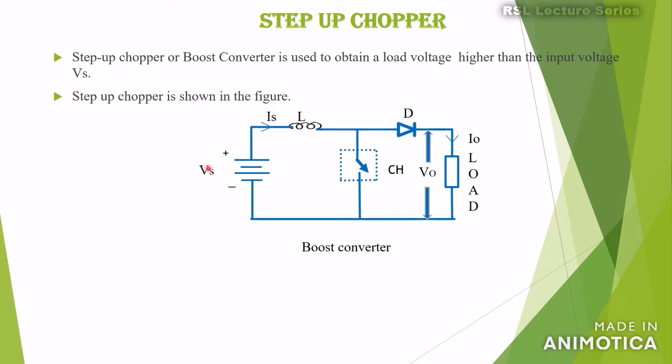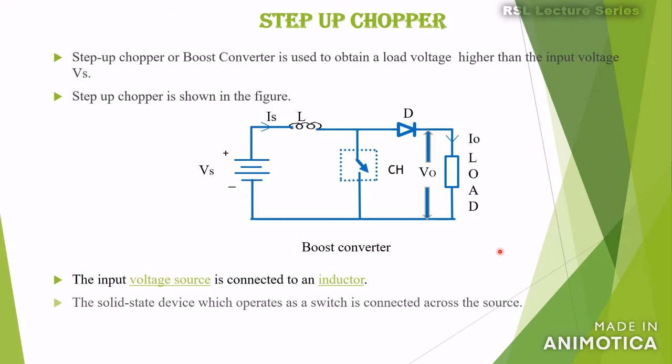Here Vs is the supply voltage, Is is the supply current, L is the inductor, and CH is the semiconductor switch. Any one of the semiconductor devices can be used as a switch. D is a diode, and it is used as a second switch. V0 is the average value of the DC voltage across the load, and I0 is the load current. The inductor is connected in series with the supply voltage, and the device is connected across the source. As I said earlier, the diode is used as a second switch in the case of a boost converter.